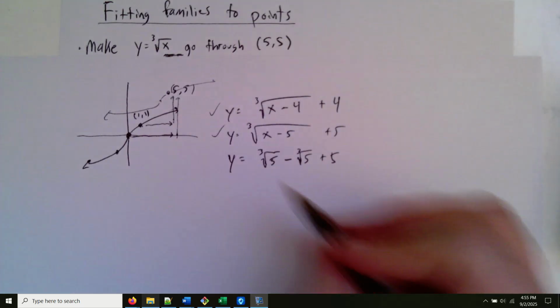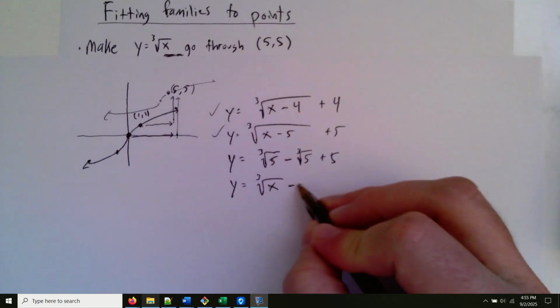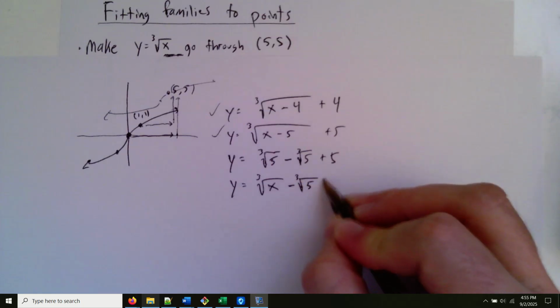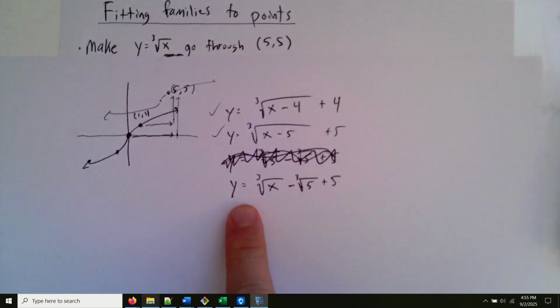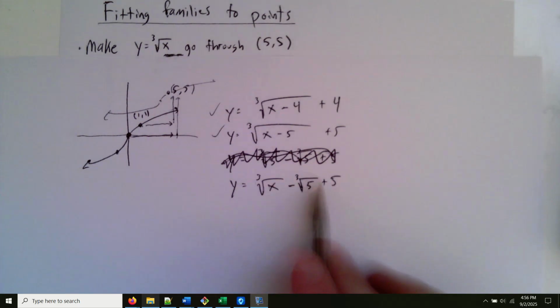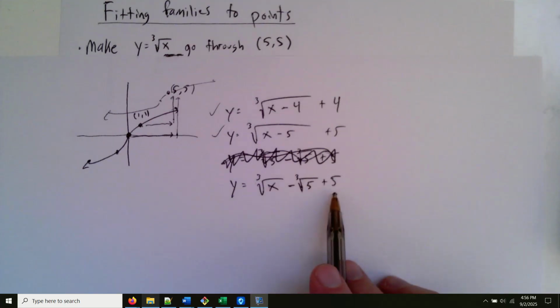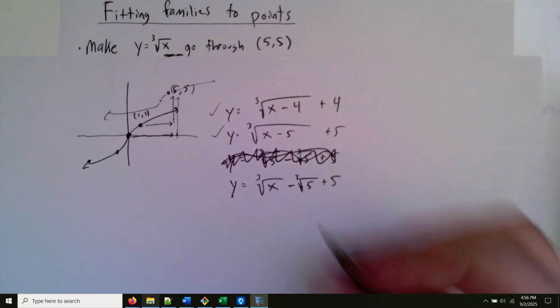So what does that look like as a function? I'll take my cube root of x, I'll subtract cube root of 5 and add 5. So here would be the general function, and we know it works because if I plug in 5 here, these will make 0, and I'm left over with 5. So pause and think for a second, what kind of transformation have we done here?